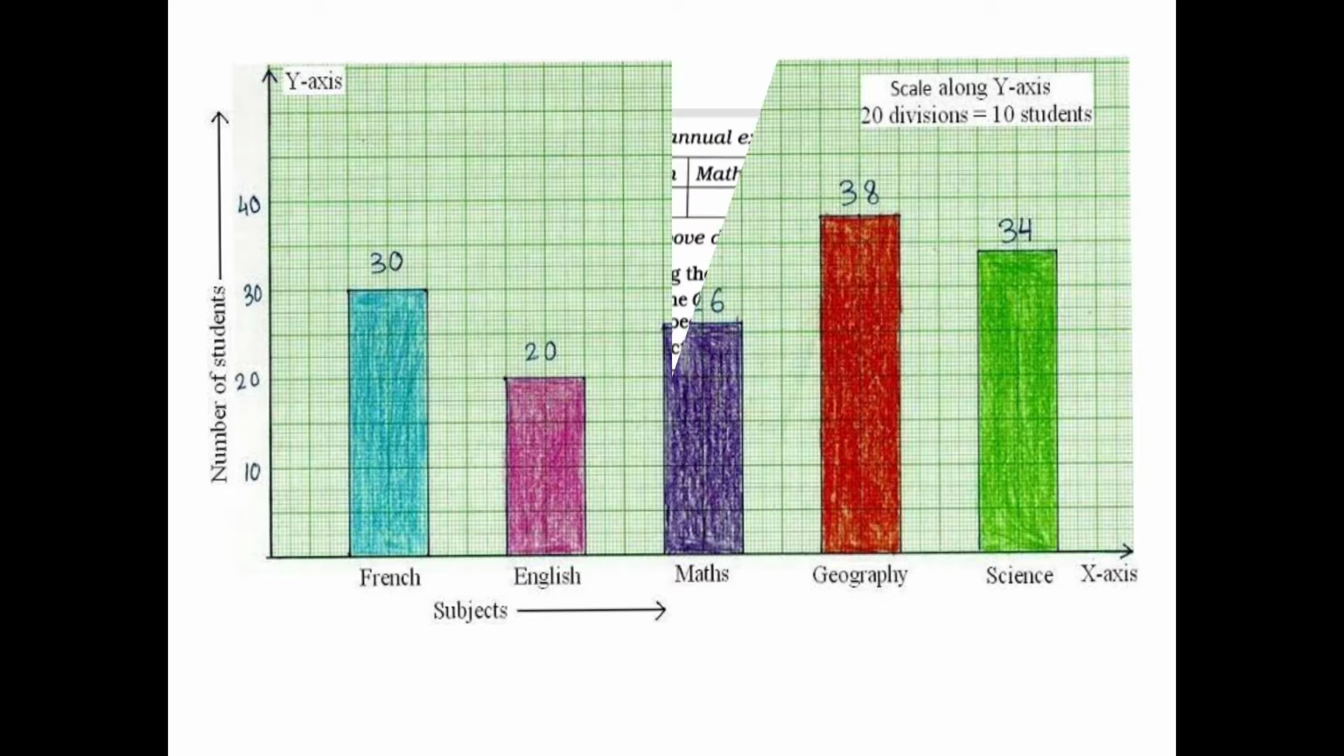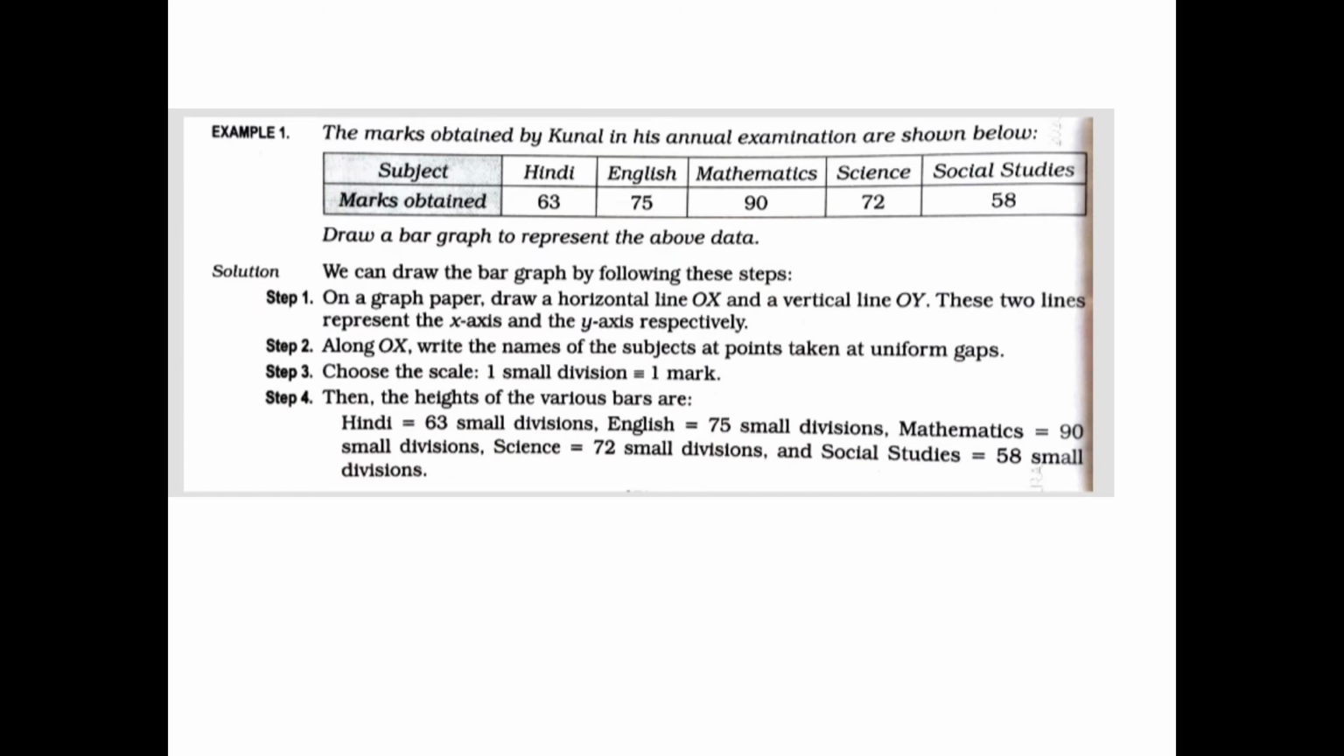Now let us see one example. The marks obtained by Gunal in his annual examination are shown below. The subjects are Hindi, English, Maths, Science, Social. He got Hindi 63 marks, English 75 marks, Mathematics 90 marks, Science 72 marks, Social Science 58 marks.